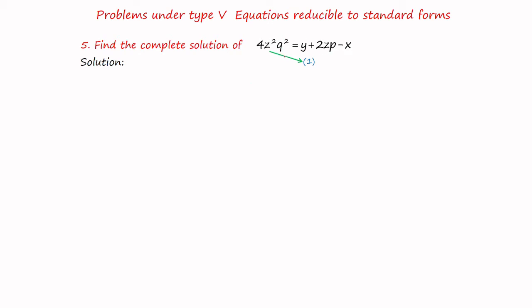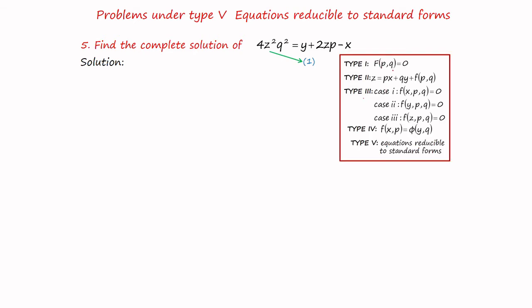The first type is where f of p, q alone is present. The second type is where all the terms are present, and it should be in the Clairaut form. It is not like this. The third type also has certain terms alone present, and the fourth type is the separable equation, which is not present. This does not coincide with any of these 4 types, so definitely this problem comes under equations reducible to standard forms.